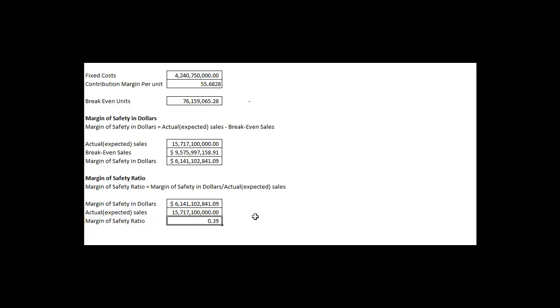our margin of safety ratio is 0.39. What that tells us is our sales can drop 39% before we hit break-even. So a much cleaner way to indicate how far we are from break-even, I think, is the margin of safety ratio.